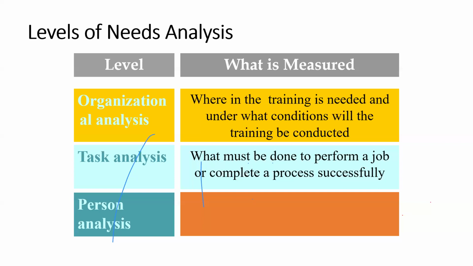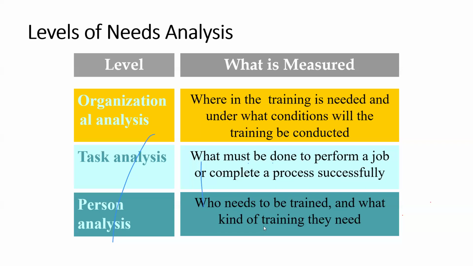And the third one is person analysis. Person analysis is individual analysis. In that, basically, you can identify who needs to be trained, who needs to be developed, and what kind of training they need, and what kind of development they need. Simply, the analyses done at those levels are known as organization, task, and person analysis.